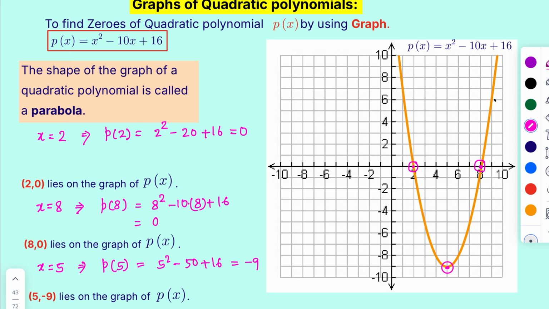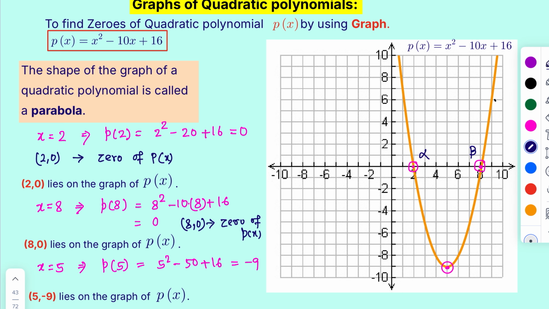Now these three are important points. First point is x is equal to 2, 0. This is the 0 of the polynomial, 0 of p of x. And x is equal to 8, here 8 and 0. This is also a 0 of the polynomial. Here two zeros are positive zeros. Value of two zeros, alpha and beta, both are positive.